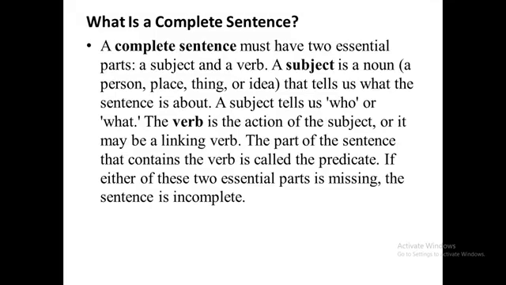A complete sentence must have two essential parts, a subject and a verb. As we have discussed earlier in our lecture, a subject is a noun that tells us what the sentence is about. A subject tells us how, who, or what. The verb is the action of the subject, or it may be a linking verb. The part of the sentence that contains the verb is called the predicate. If either of these two essential parts is missing, the sentence is incomplete.